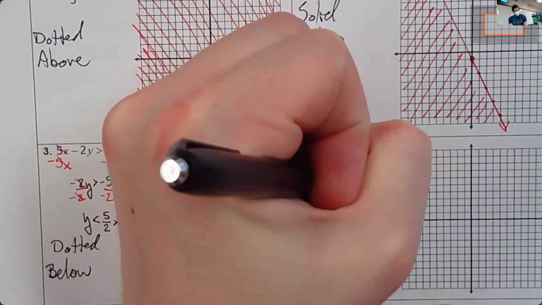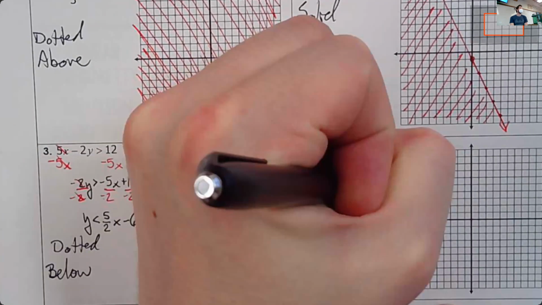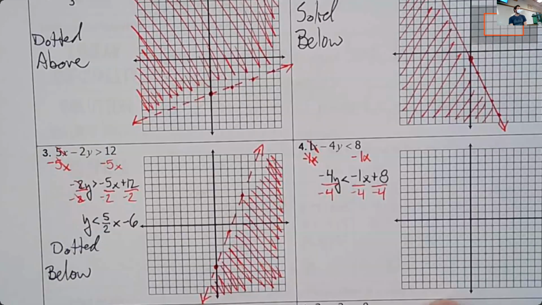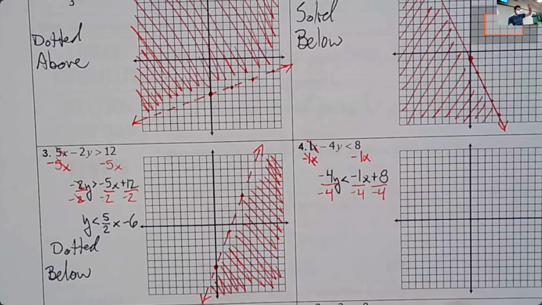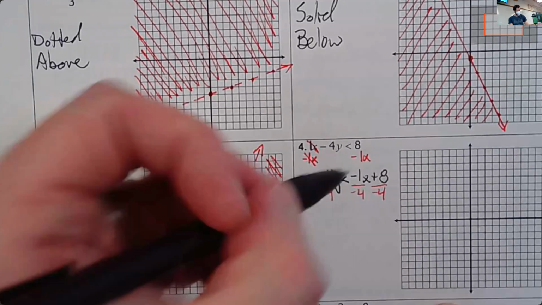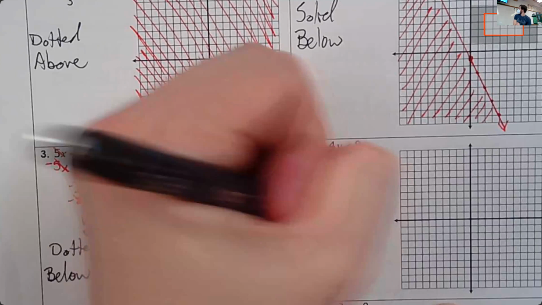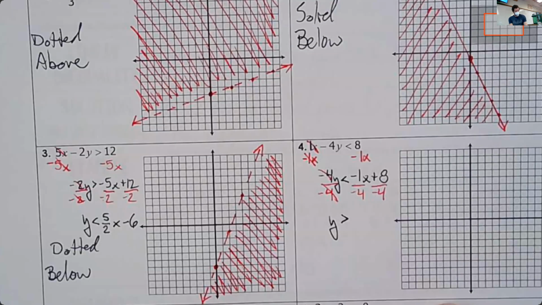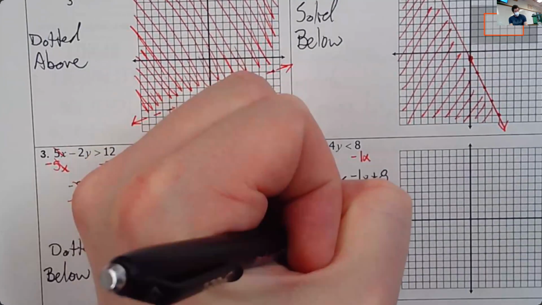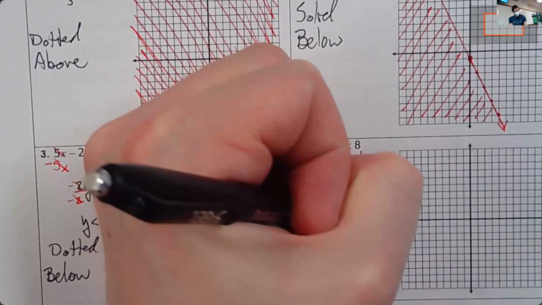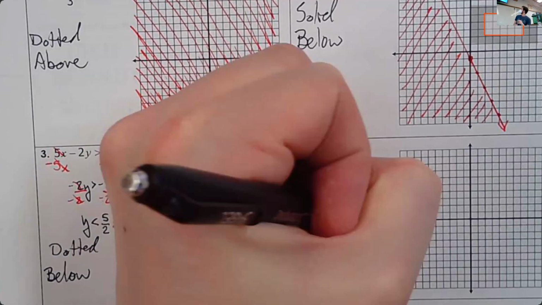And because we're dividing by a negative, what does that mean? Flip that symbol around. So it's going from less than to greater than this time. So negative 4's cancel out. And so now y is greater than negative 1 divided by negative 4 is positive 1/4. So 1 over 4x, and then 8 divided by negative 4 will be minus 2.